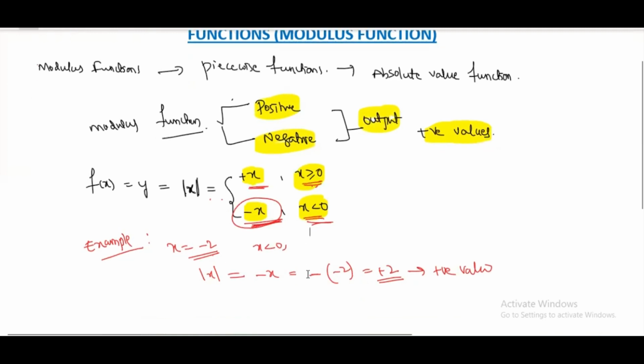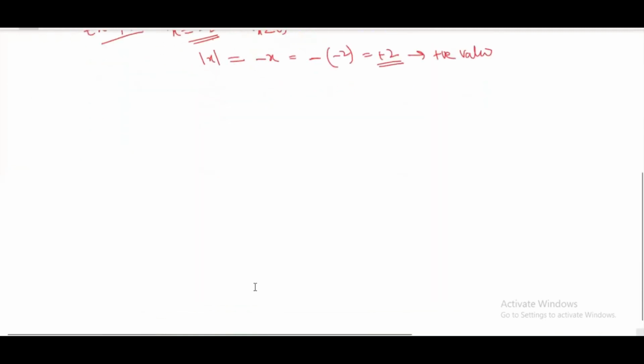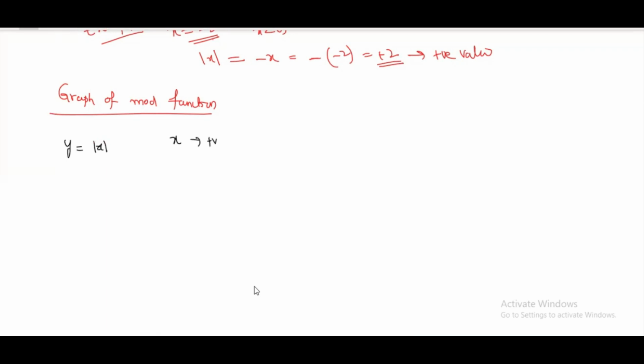And let's see the graph of modulus function. So what is the graph of modulus function? Let's try to understand this graph. We have y is equal to mod x. What I said here is that whether I substitute x values positive or negative, I'll get y values only positive. So if I take the x-axis and y-axis here, let's think this is the y-axis and this is the x-axis.